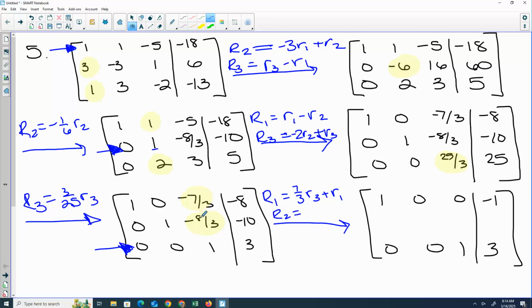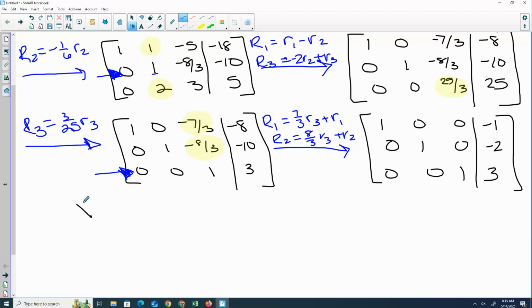Row 2, if I want to eliminate the -8/3, I would have to take my third row times the positive 8/3 and add them together. 0, 1, -8/3 plus 8/3 is 0, -10 plus 8 is -2. So that tells me x is -1, y is -2, and z is 3.